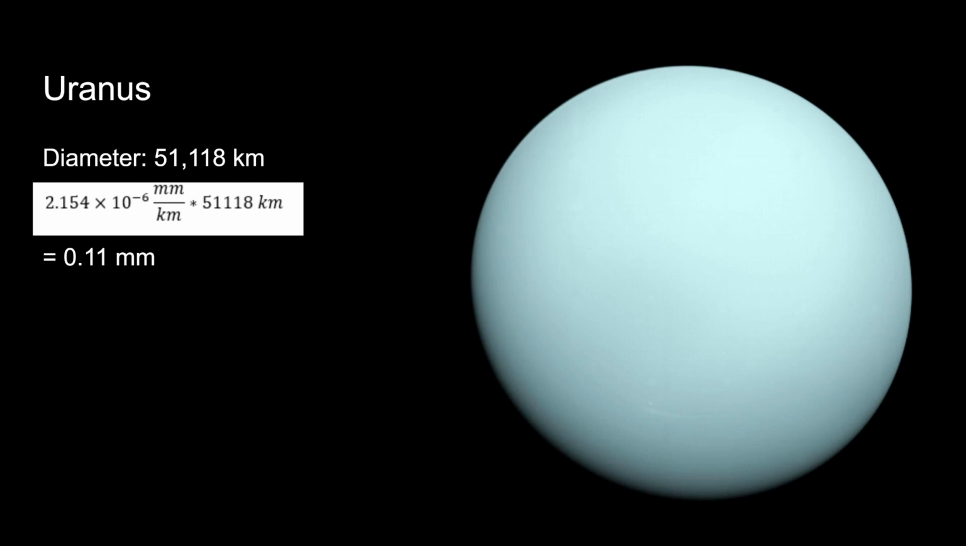Up next are the ice giants, the first of which everyone laughs at, being Uranus, or the correct pronunciation being Uranus, but I will still smile and laugh at all of the Uranus jokes. It has a diameter of 51,118 kilometers, and you do the math and cancel out the kilometers, you're left with 0.11 millimeters.